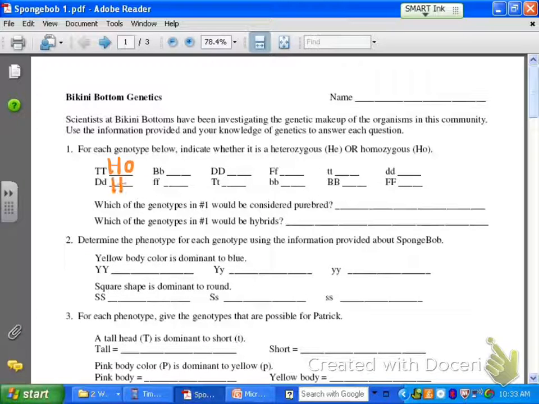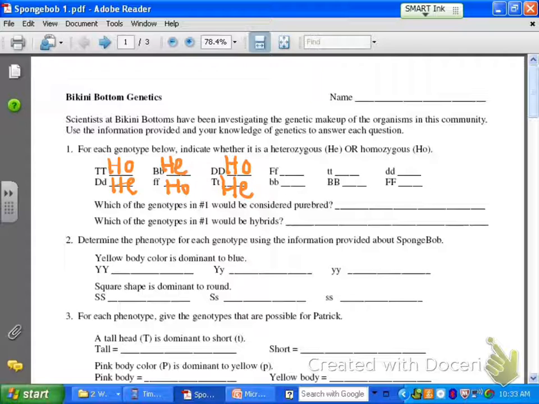If I remember correctly, we did the first 3 up here. Big B, little b, H-E. Big B, little b, H-E. Good, Stephen. Big D, big D. All right, as a class, I want to hear it. Big T, little t. Big T, little t. Is it H-E or H-O? H-E, that was a little better.